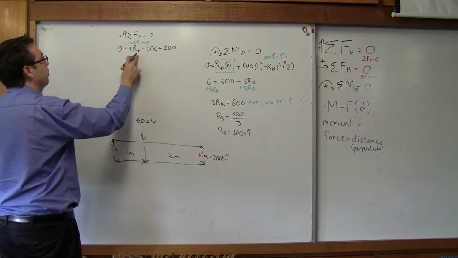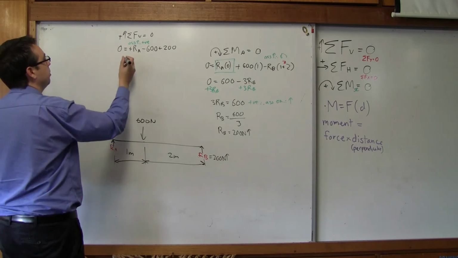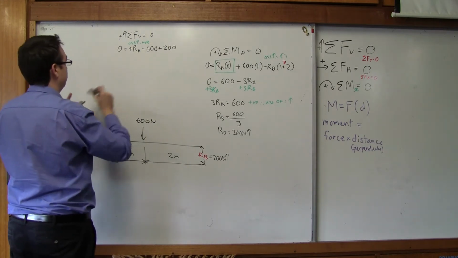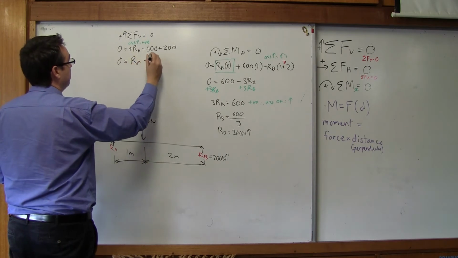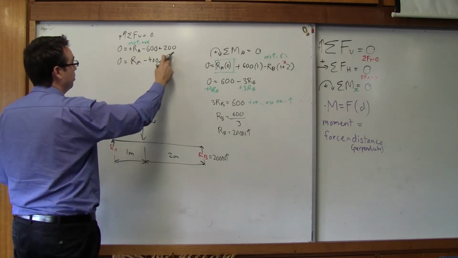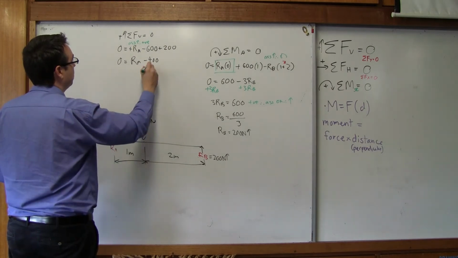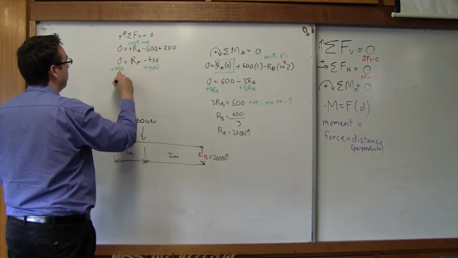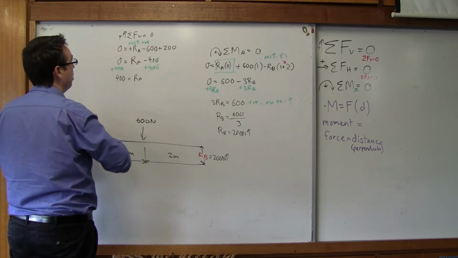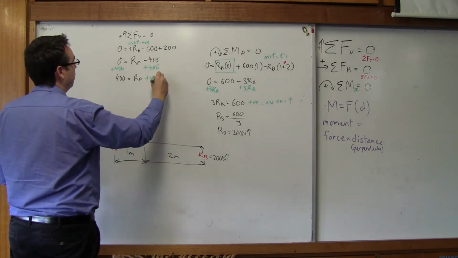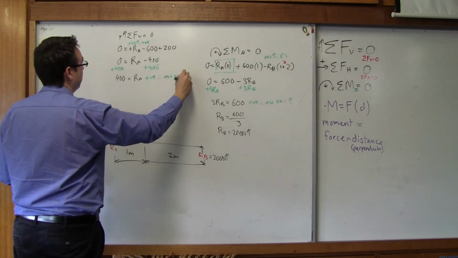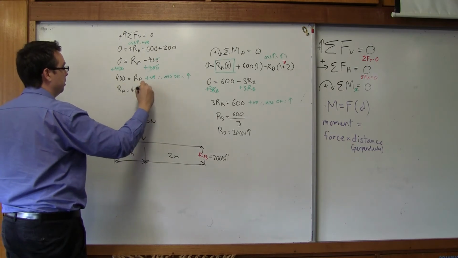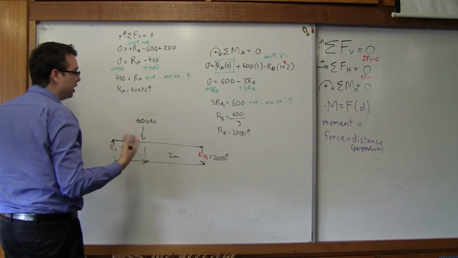If I bring this over here and simplify, I get 0 equals RA minus 400, because minus 600 plus 200 is minus 400. Then I add 400 to both sides, and they cancel out. So 400 equals RA. That's positive, therefore our assumption was okay, so it's up. RA equals 400 newtons up. That's one way of doing it.